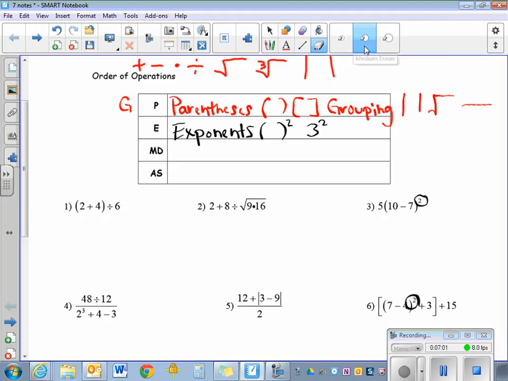Alright, and then remember, evaluate, these are math terms here. So evaluate means to find the actual value of what it is. What is it equal to? What is it equivalent to?